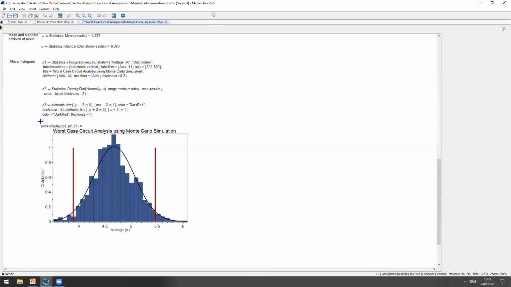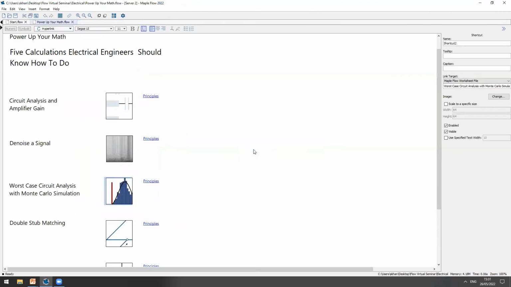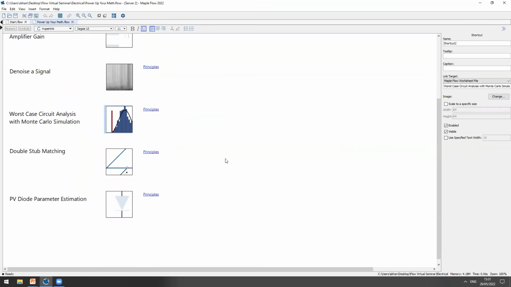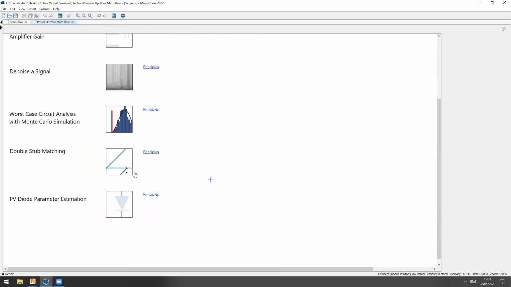So let's move on from this and talk about stub matching. Let's just go straight into the application.